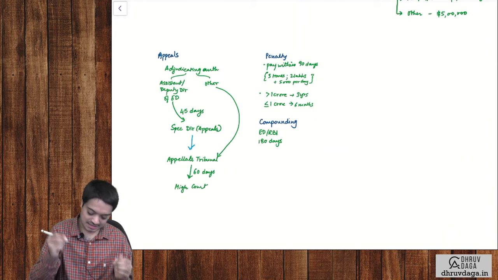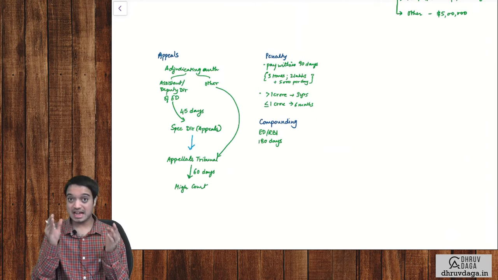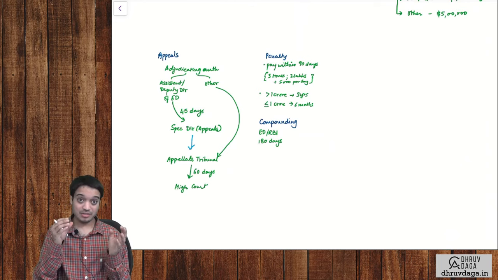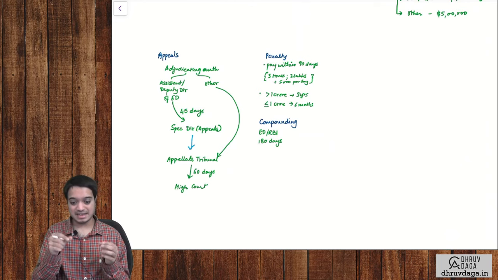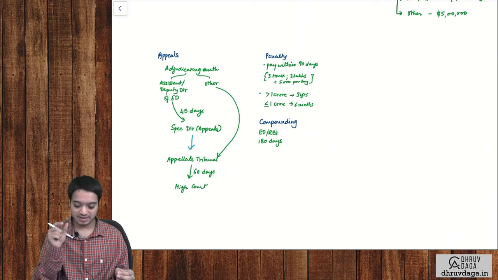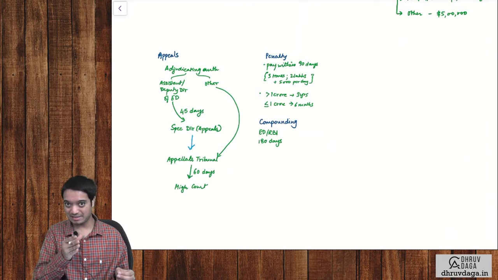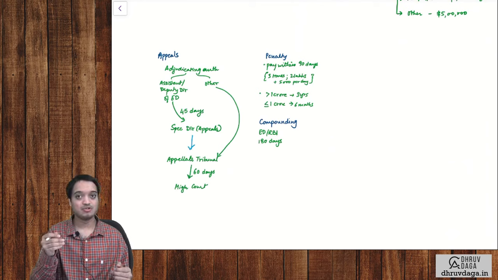If it is the appellate tribunal, then the appeal will go to the High Court. The High Court appeal period is 60 days. For all of the remaining appeals, the number of days is up to 45 days. Penalty. There is a general penalty which is provided. If the amount is quantifiable, then it is up to three times the amount. If it is not quantifiable, then it is 2 lakhs. However, if it is a continuing offense, then it is 5,000 per day.